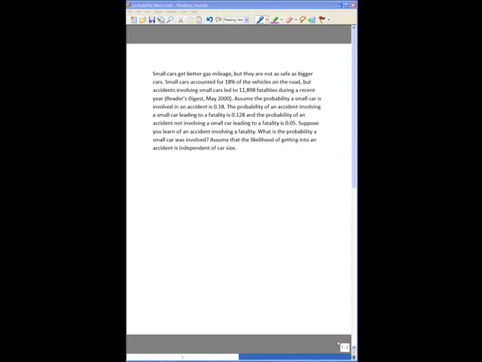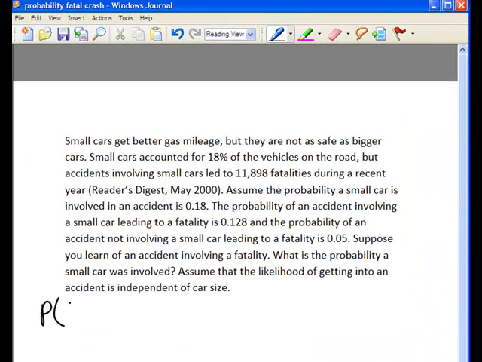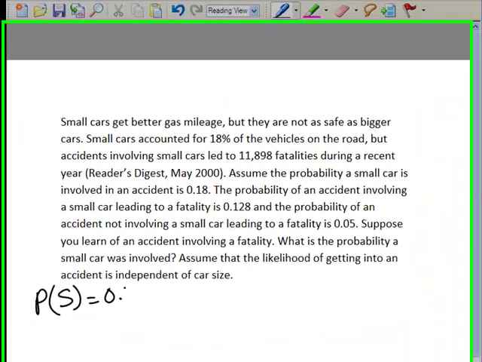Small cars get better gas mileage, but they are not as safe as bigger cars. Small cars accounted for 18% of the vehicles on the road, but accidents involving small cars led to 11,898 fatalities during a recent year. Assume the probability a small car is involved in an accident is 0.18. So we know the probability of a small car accident is 0.18.